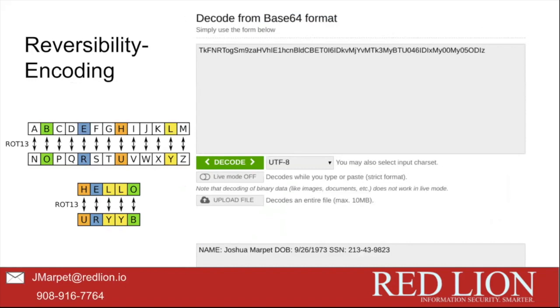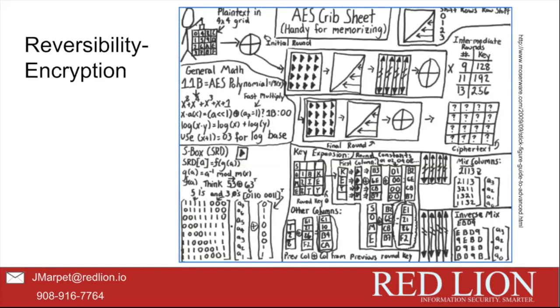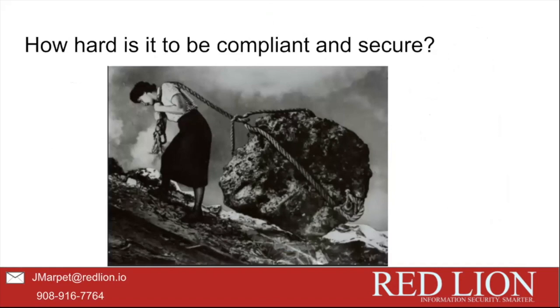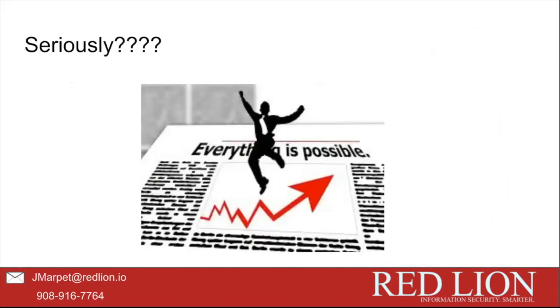So what does that mean? It means that once I encrypt something, unless I give them the key, they cannot reverse it. So that's tough. That is hard to be very compliant and secure, isn't it? I mean, it's like pulling a rock up a hill. But actually, no, it's not, because there are ways you can do these things. It is possible to do, all right?